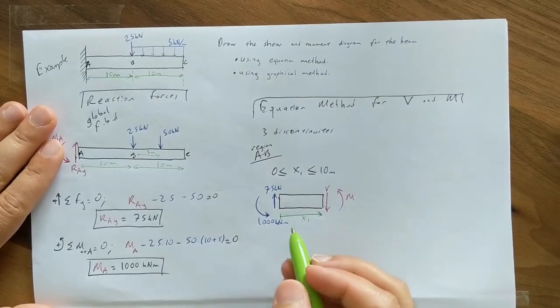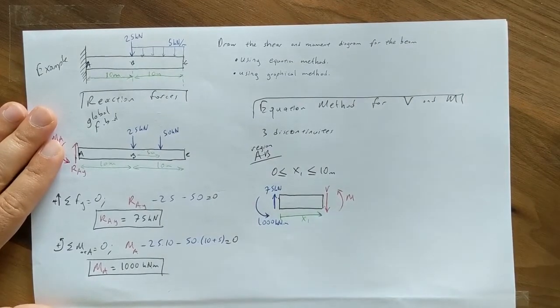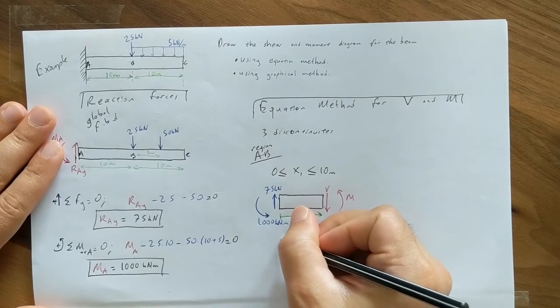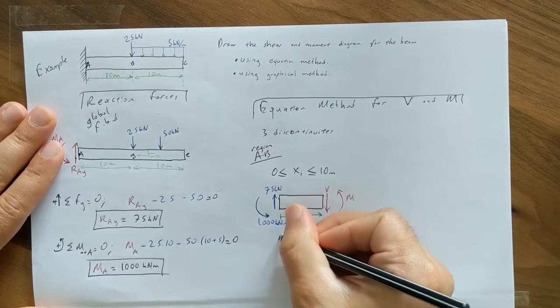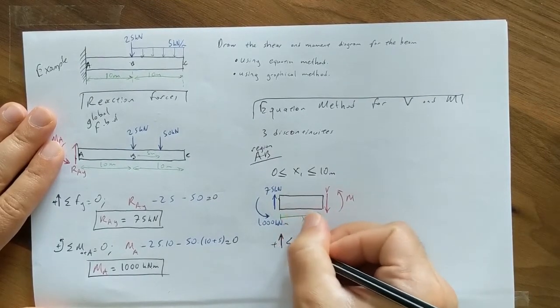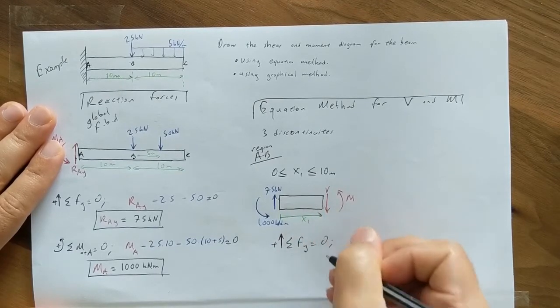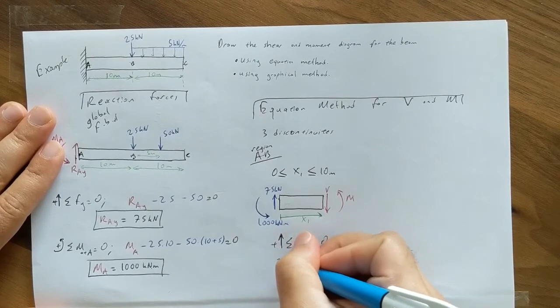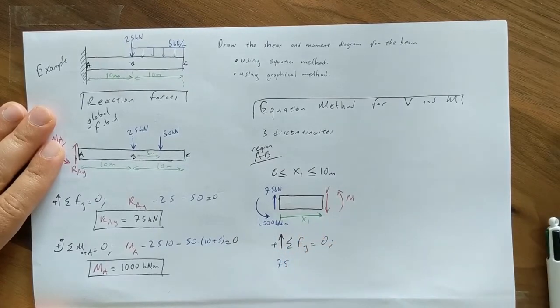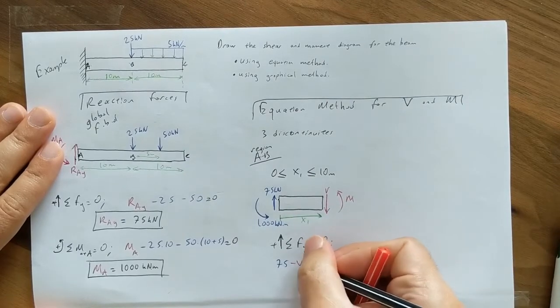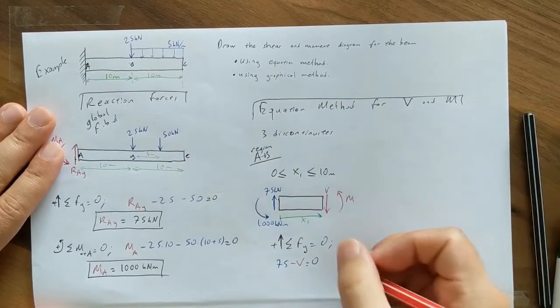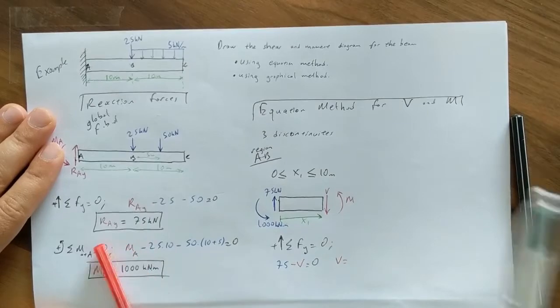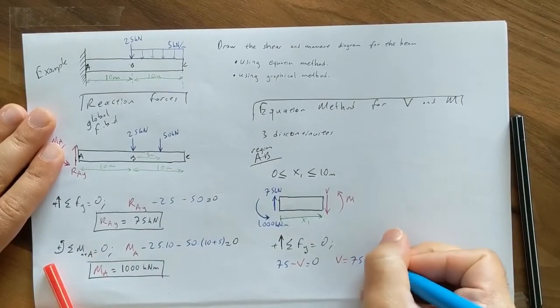Now I can start writing equilibrium equations. Vertical force equilibrium equation: 75 minus V equals 0, therefore V is equal to 75 kilonewton.